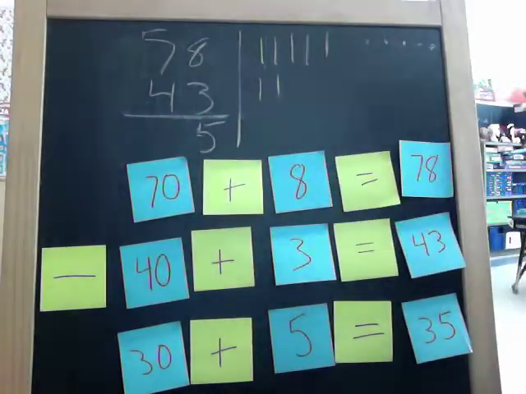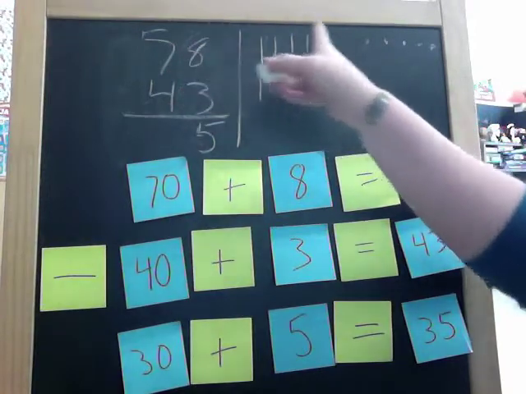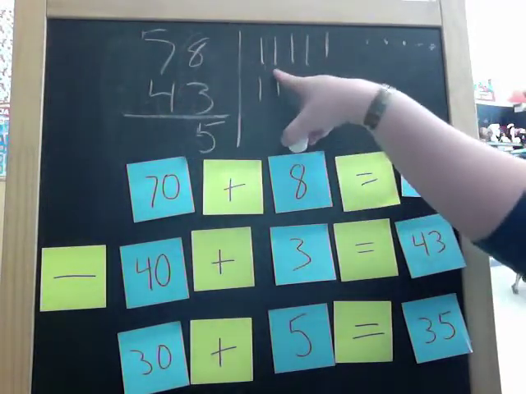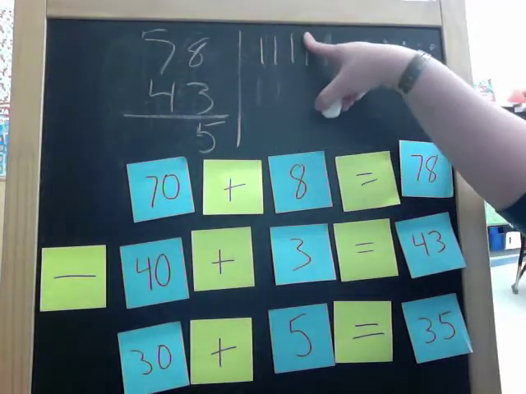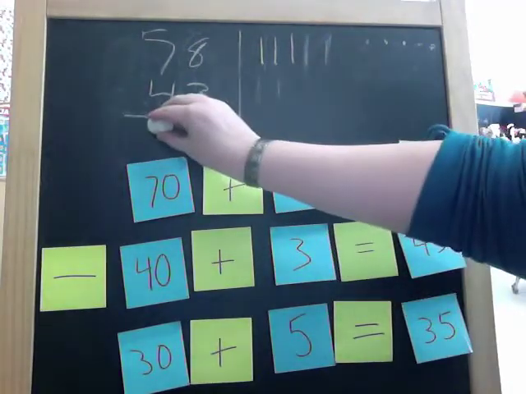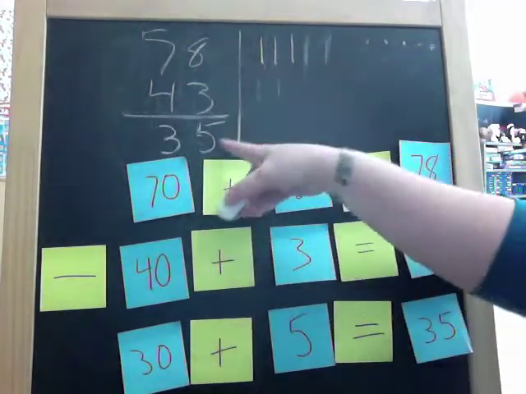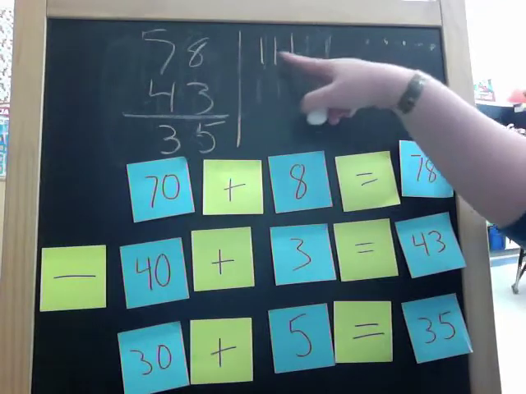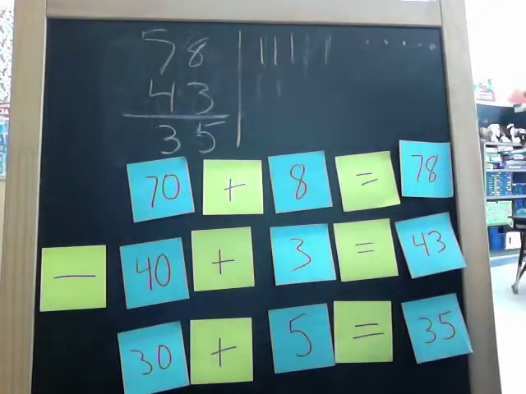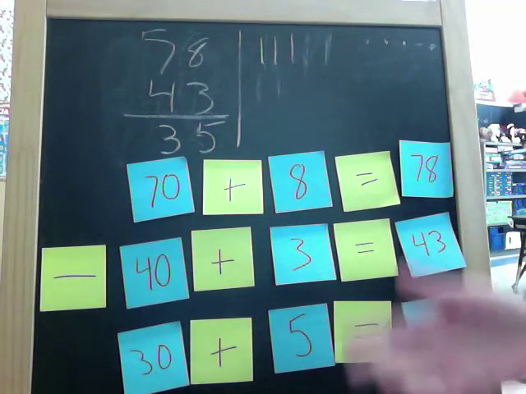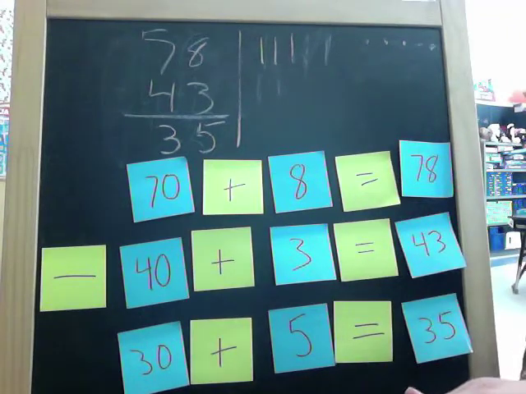5, okay. Now I have 7 tens, so I need to take away 4. 1, 2, 3, and 4. How many do I have left? That's right, 35. Do I have 35 here? 35, and my answer was 35. All right, just another way of doing subtraction. If you like this way, it'll be another option you have. It's always good to have lots of options.